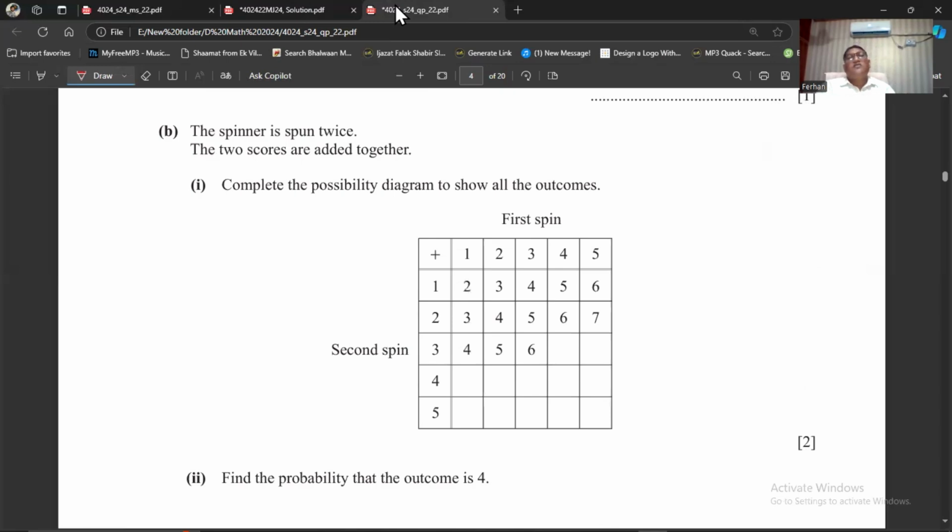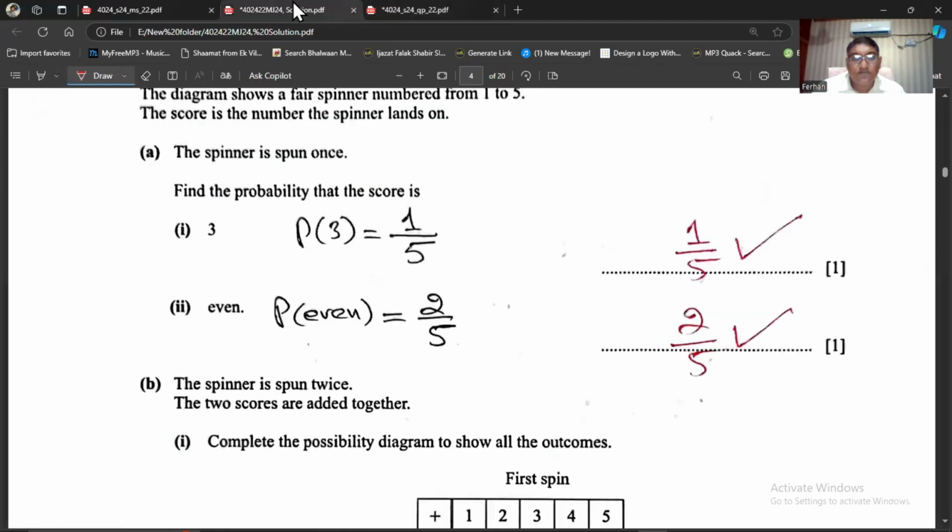Now question number 2, its B part. The spinner is spun twice. The two scores are added together. Complete the possibility diagram to show all the outcomes. So I will add them. It will be 4 plus 1, which is 5. I have done this. Let me show you.